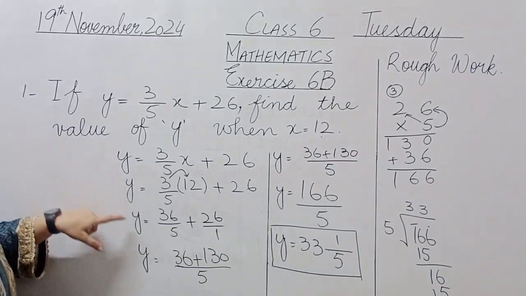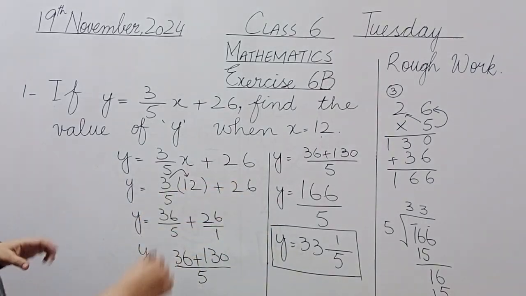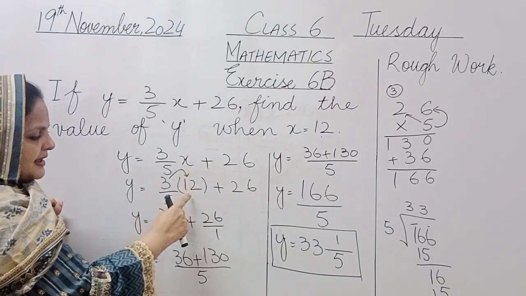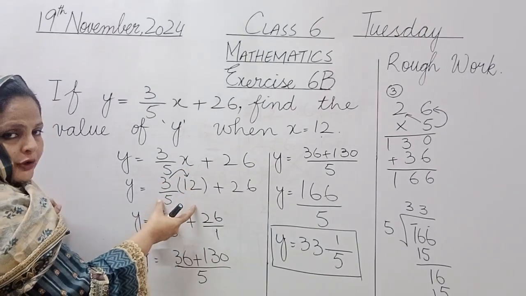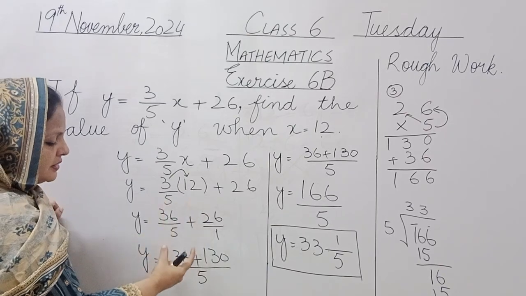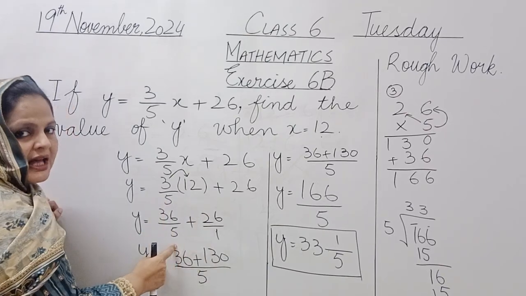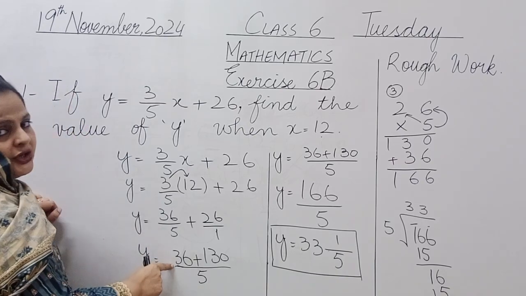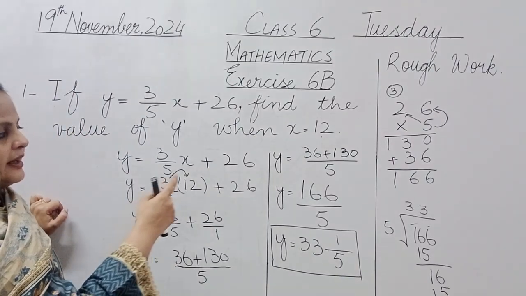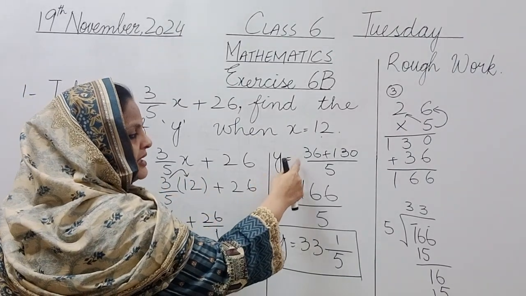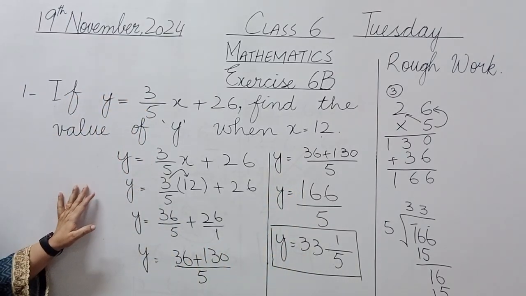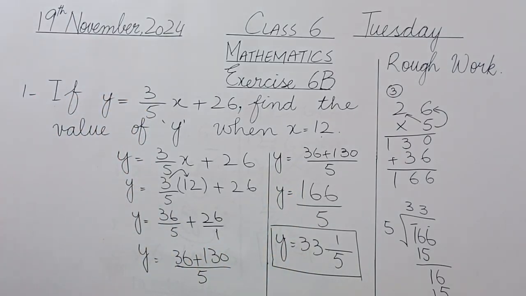See, everything is clear here. First we have put the value of the variable at its particular place. Then we did whatever operation was required, multiplication. Then we found out the LCM of the numbers. Then we did whatever operation was required. Then again we proceeded further step by step and we got to the particular answer of this question.